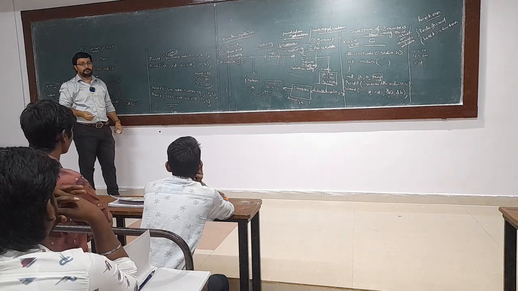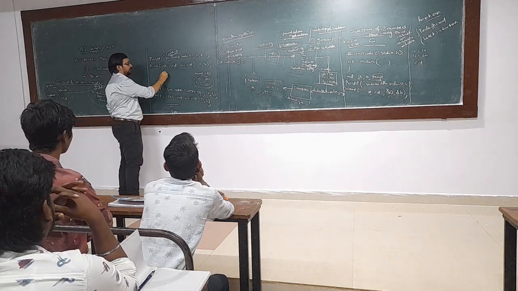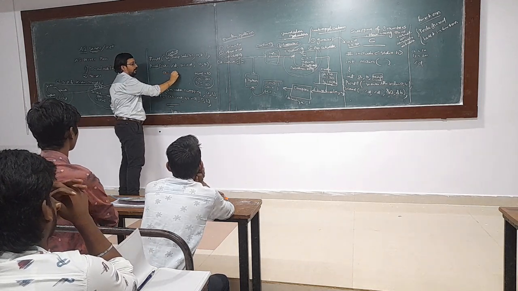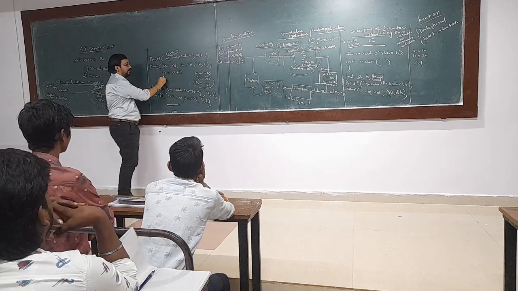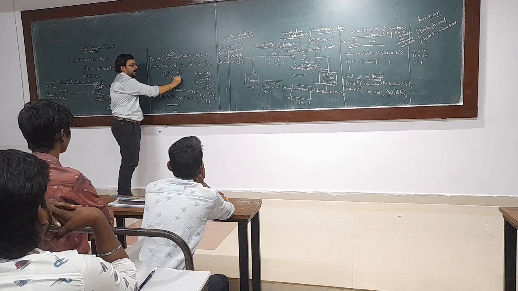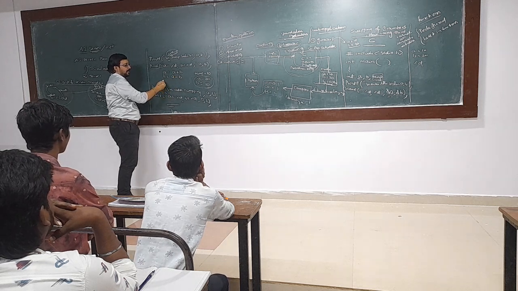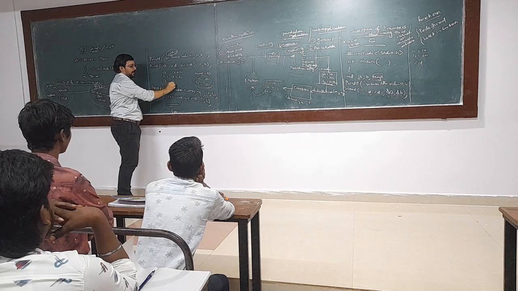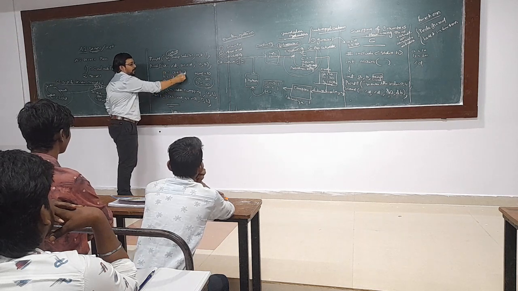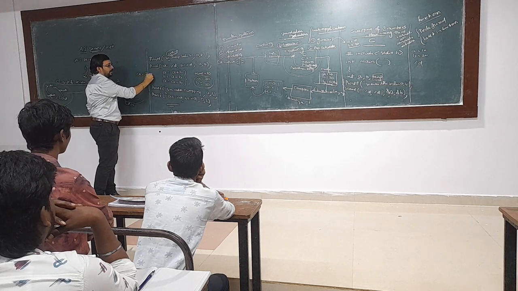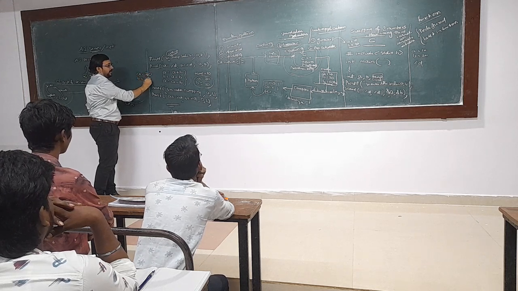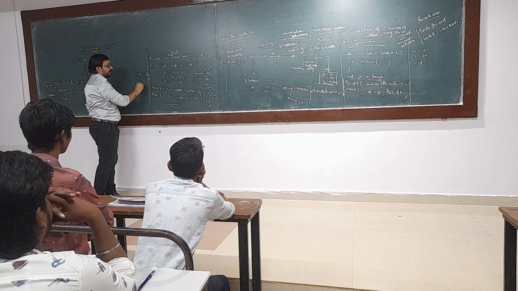What do we have to do now? a is equal to a plus b. Now b is equal to a minus b. Next step, a is equal to a minus b. So a is equal to a plus b means 20 plus 10, 30. Then b is equal to a minus b. Then a is equal to a minus b.